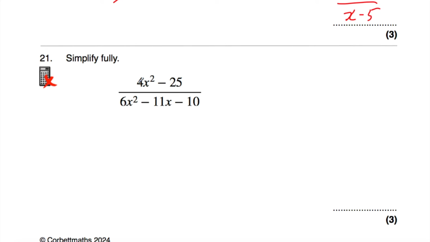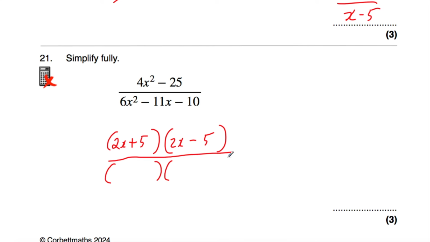So in terms of the numerator, let's factorize this. Bracket, bracket. Let's square root them both. So that's going to be 2x and 5, and 2x and 5, and we're going to put one bracket with a plus sign and one with a minus. Now in terms of the denominator, we want to factorize this, like so.